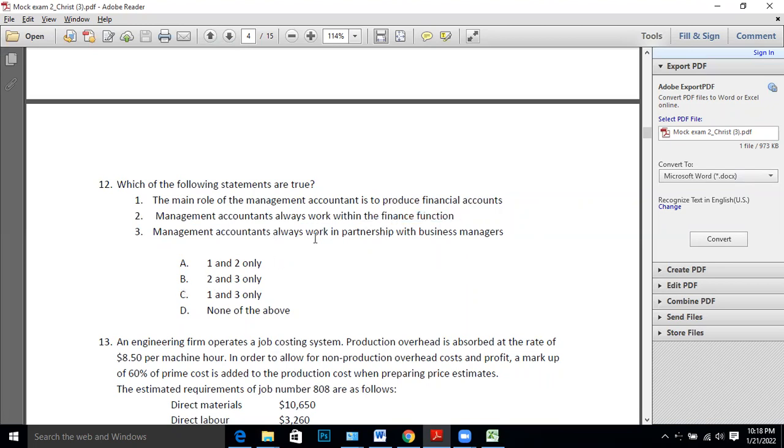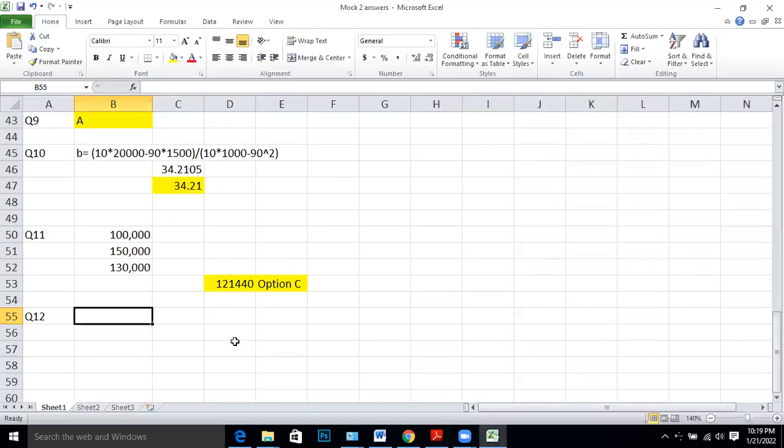Management accountants always work in partnership with business managers. Always is the problem here. Management accountants can work with business managers in different ways. You remember shared services centers, business partners. I gave you multiple options for how a management accountant can be attached to the business. Working in partnership is not the only option, so always is wrong. Therefore, none of these statements are true. Option D is right.